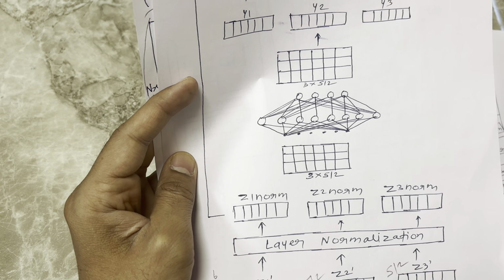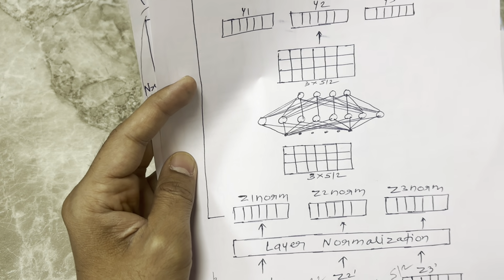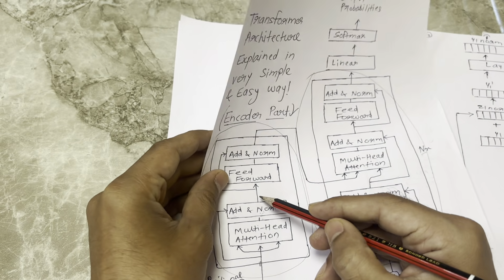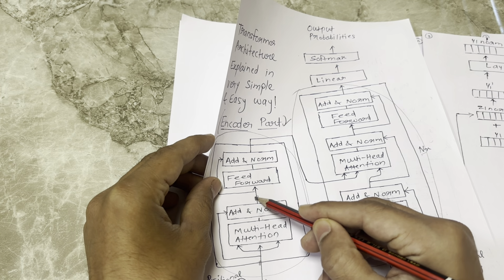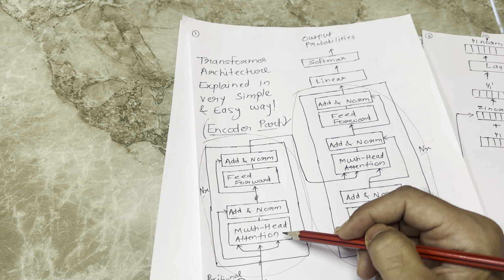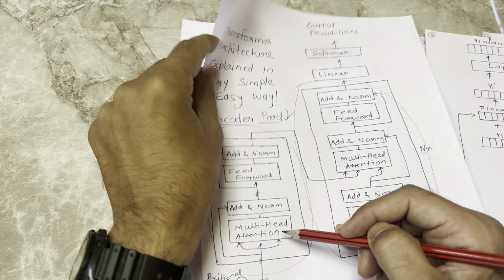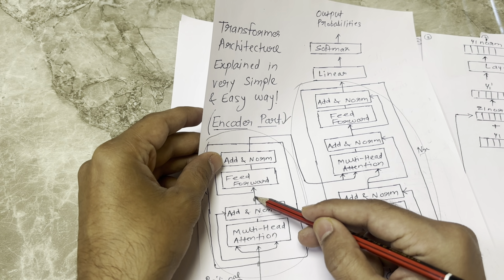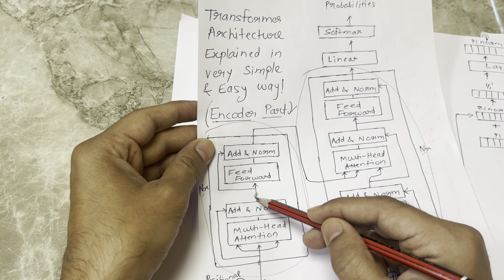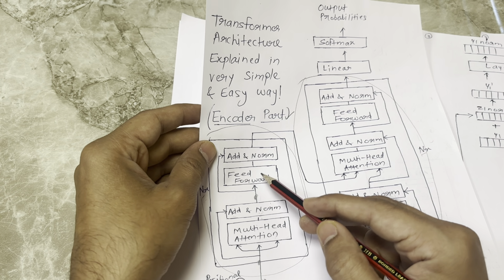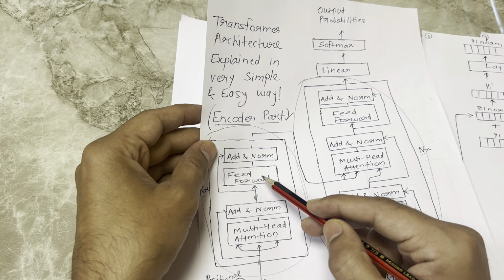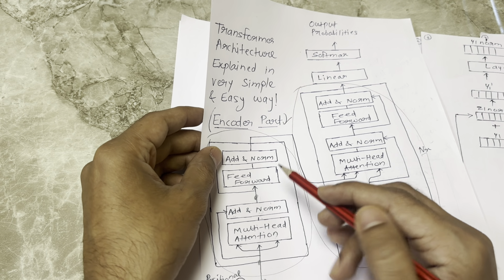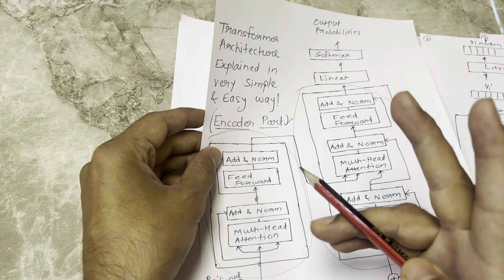Now, next is the feed forward neural network. As you can see in the original architecture, now we are here. We have seen multi-head attention, add norm, and this residual connection. Now we are at this point. So next is the feed forward neural network. The feed forward neural network inside an encoder block is basically a 2-layer neural network.